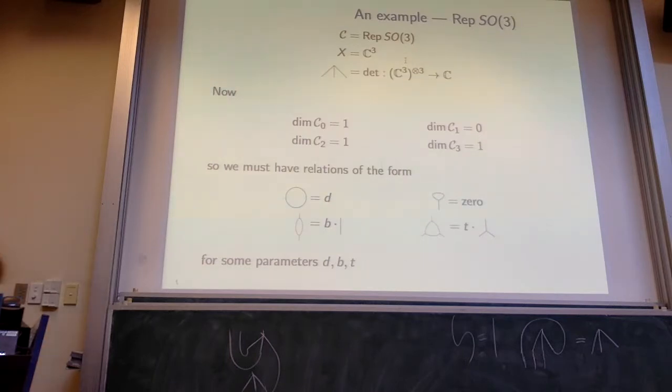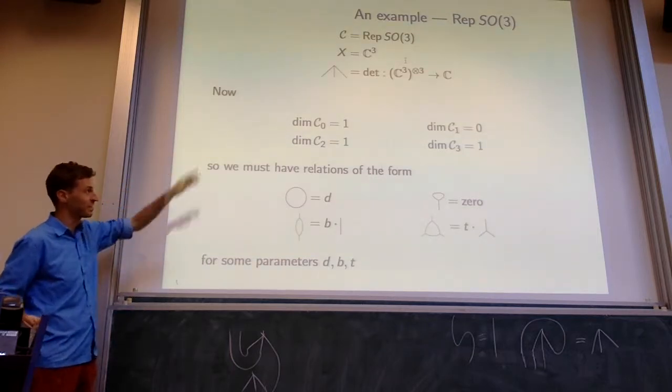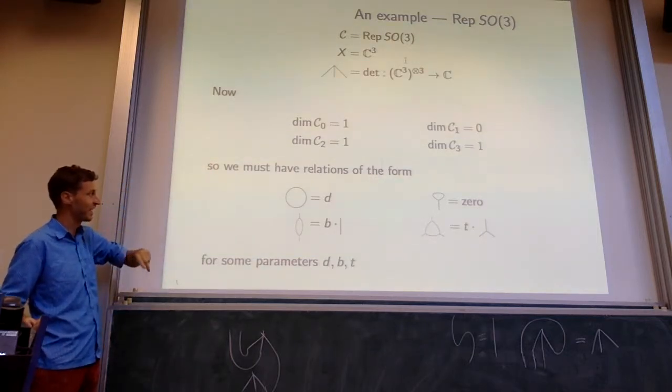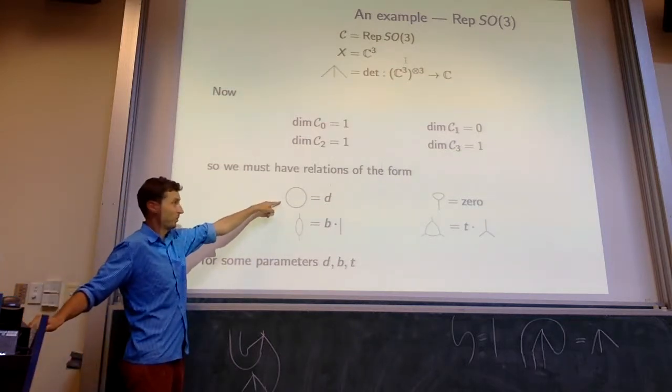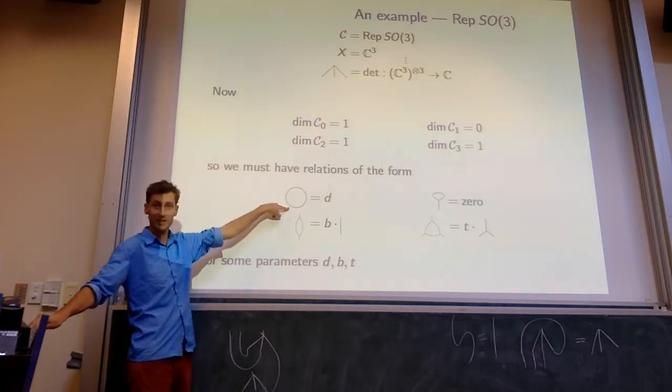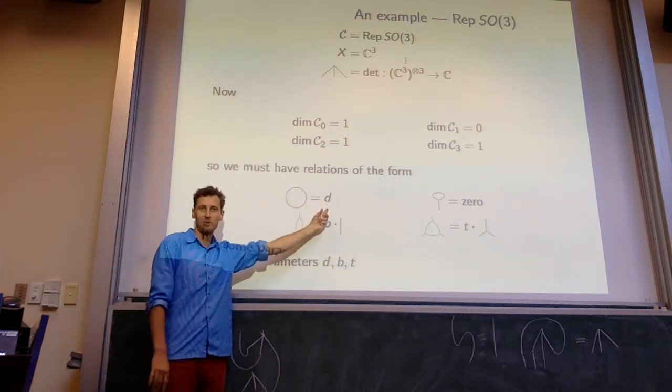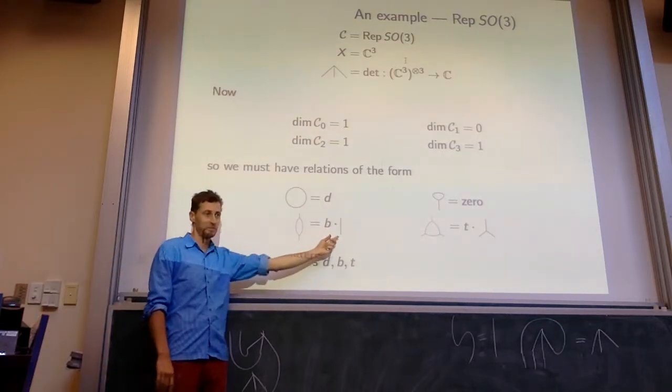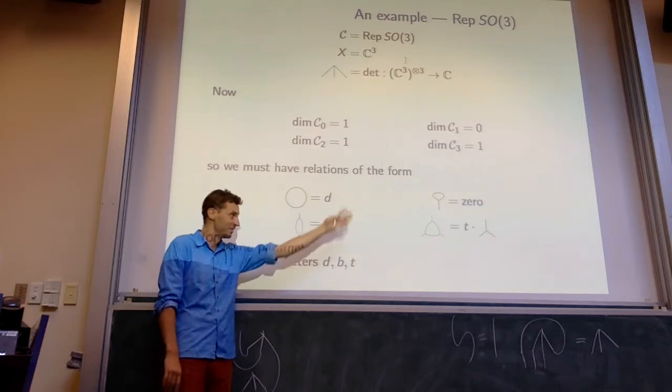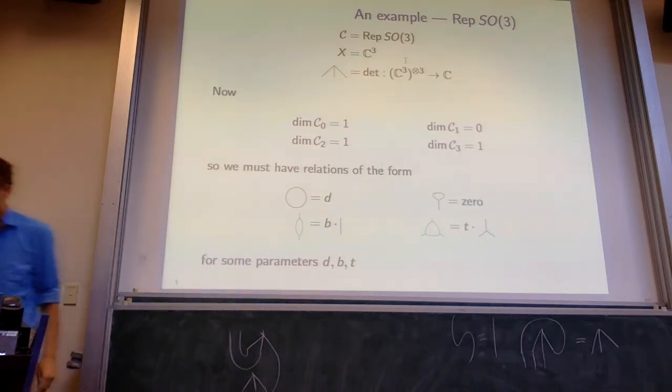Okay. Here's an example, and I think I'm only really going to talk about one example. Take the representation category of SO(3), take X to be your favorite object in SO(3), the three-dimensional representation, and the trivalent vertex to be the determinant. You can quickly work out, thinking about SO(3), what the dimensions of these hom spaces in the category are. The zero box space is one dimensional, so this diagram, which has zero boundary points, must be some scalar multiple of the empty diagram. This must be some scalar multiple of the diagram that's the strand, and so on. So we have some structure constants there.